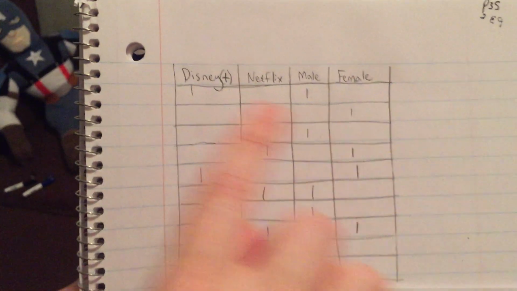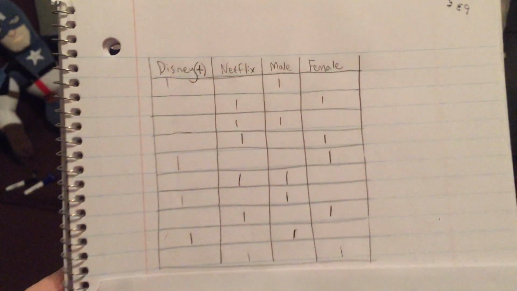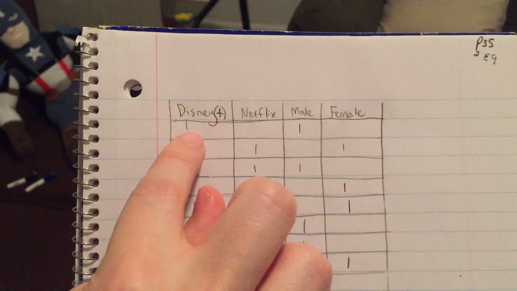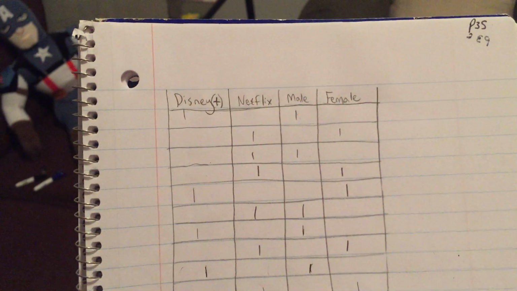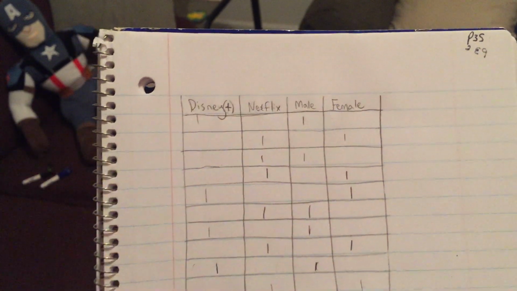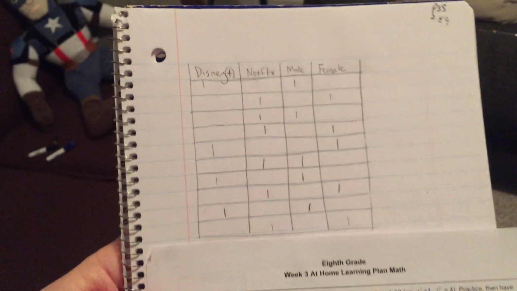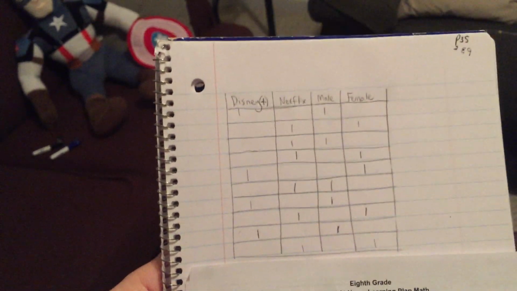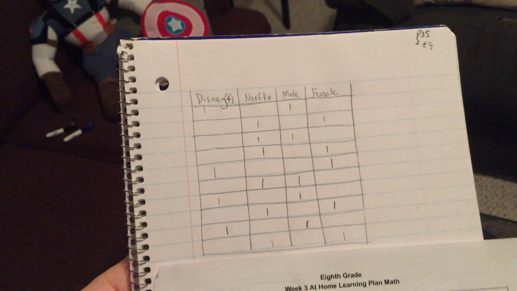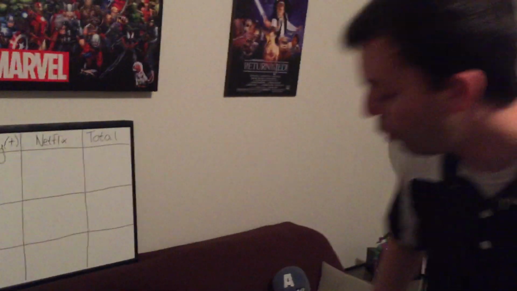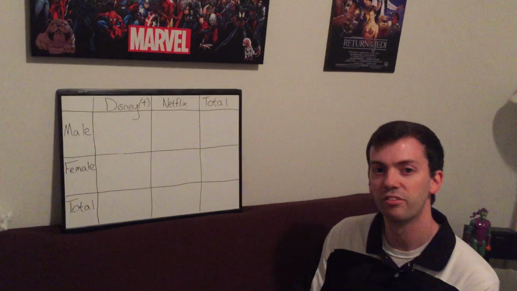Right here I have Disney Plus, Netflix, and whether they are male or female. I asked my son first. I said, which one do you want? He's a male, so he said Disney Plus. Now my wife, on the other hand, is female and she said she wanted Netflix. And so on and so forth. I asked up to 10 people. Now you could ask more. I would say you probably want to ask 10 people or more so you have some good data. But I asked 10 people. So this is part 1 of showing me your work and completing assignment 2.